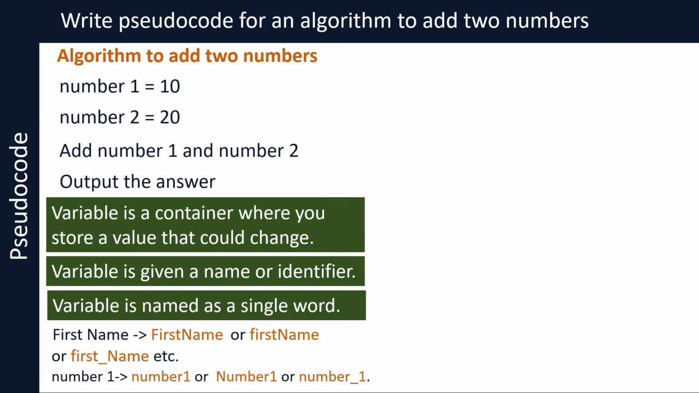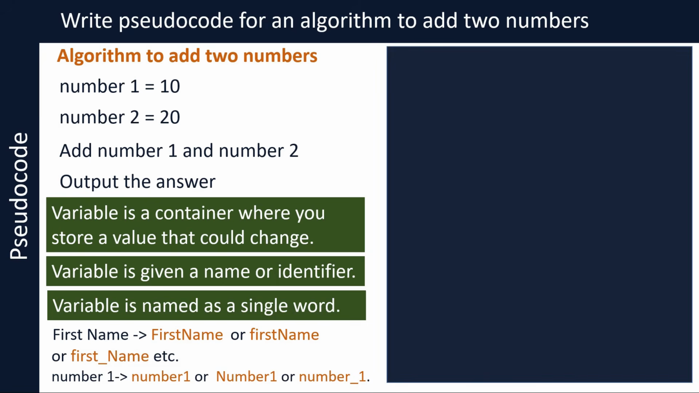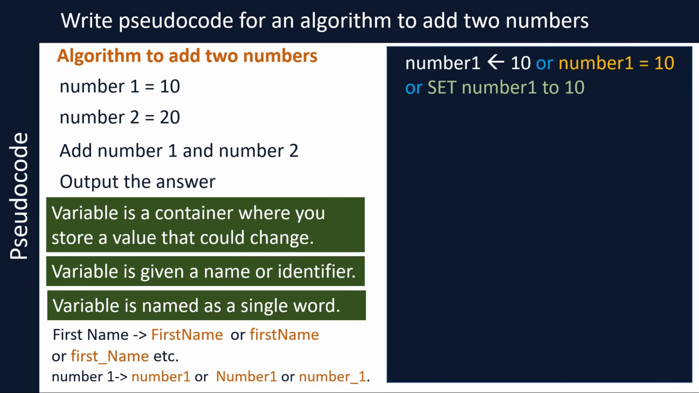Let's now focus on writing the pseudocode. In the first two steps, we are storing the values 10 and 20 into the variables named number 1 and number 2. This could be written in pseudocode as number 1 left arrow 10, or number 1 equals 10, or set number 1 to 10.